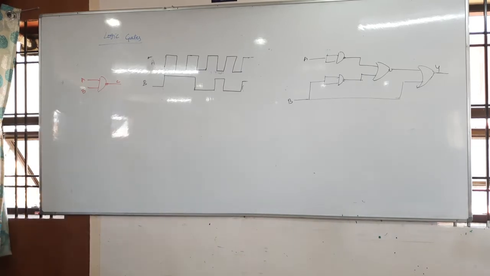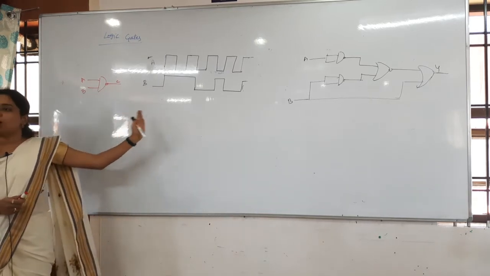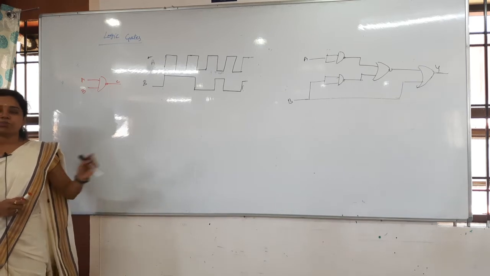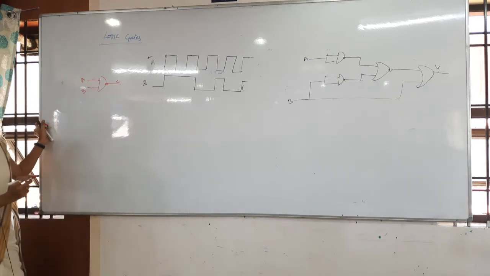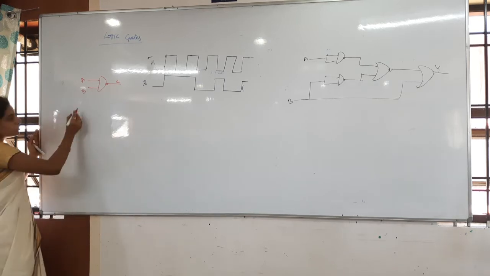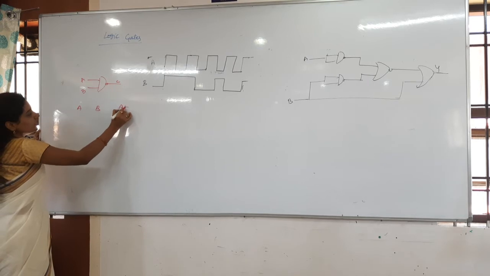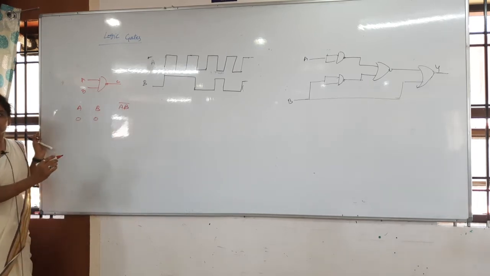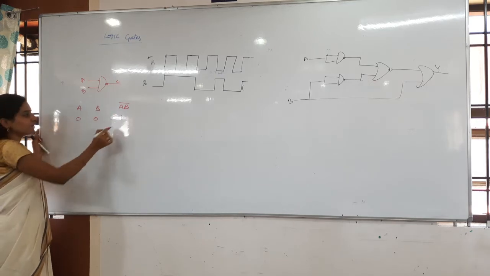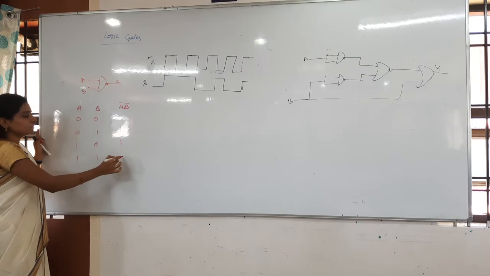I have given a NAND gate. These are the two inputs of the NAND gate. Of course, you have to identify the output waveform. For that, first of all I will write the truth table of the NAND gate. The truth table of the NAND gate is A, then B, then A dot B whole bar. 0 0 gives 1, 0 1 gives 1, 1 0 gives 1, 1 1 gives 0.